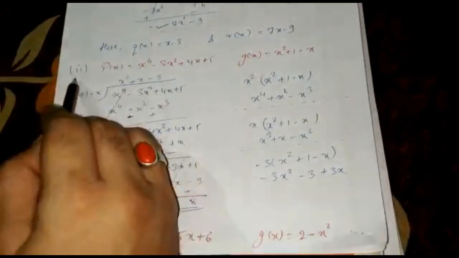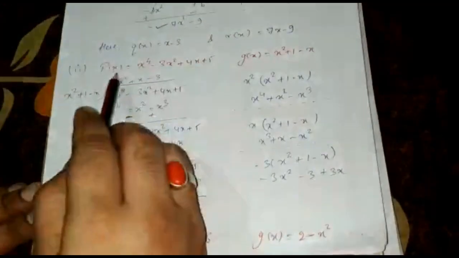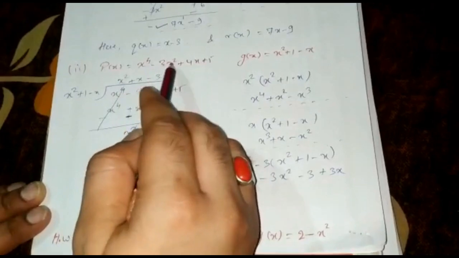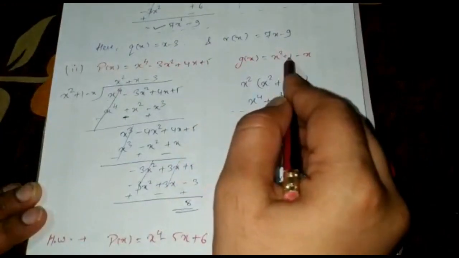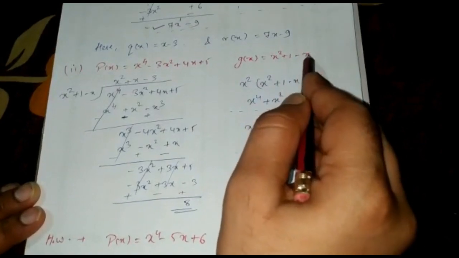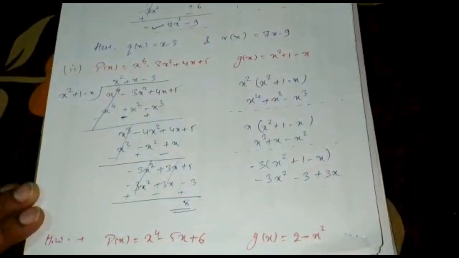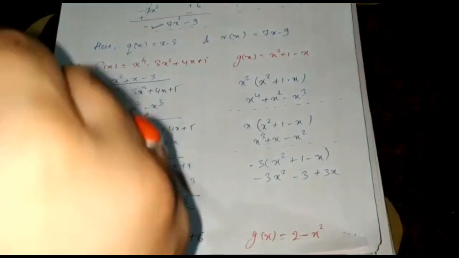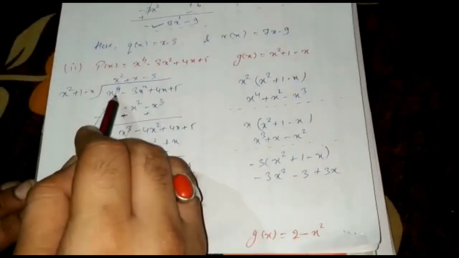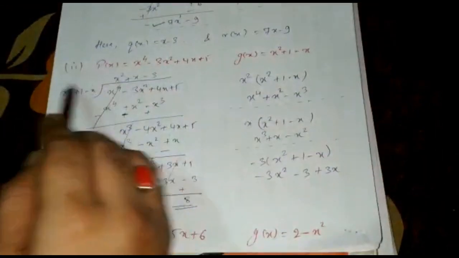So let us discuss one more question related to the same. This is our polynomial x to the power 4 minus 3x square plus 4x plus 5, and this is g(x), x square plus 1 minus x. You can write it as x square minus x plus 1, so that it will become easier for you. So x to the power 4, this is our p(x) and this is our g(x).